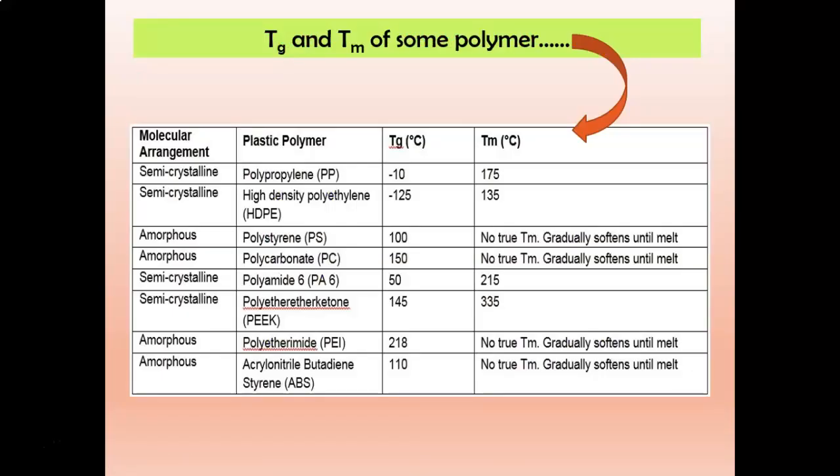This table shows the Tg and Tm of some polymers. For example, we have polypropylene. It has a Tg of -10 and a Tm of 175. It is considered a semi-crystalline polymer. And for an amorphous polymer, for example polystyrene, it has a Tg as high as 100 degrees C and has no true melting point; it gradually softens until it melts.